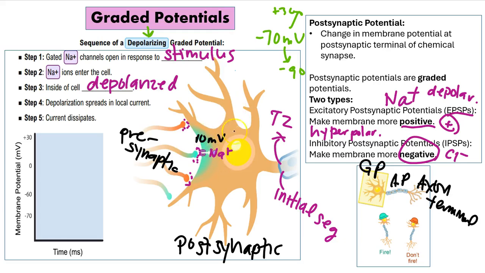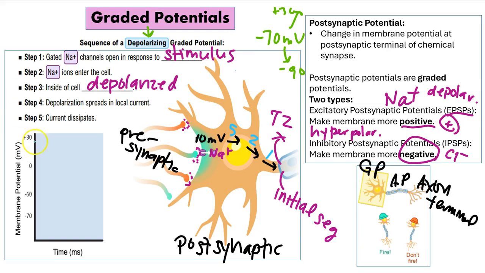But as we keep moving down the cell body until we try to get to the initial segment, guess what? Those 10 millivolts are going to start to get lost. It's going to dissipate. So instead of having 10 millivolts here, maybe you'll have 5 here, maybe 2 here. Maybe by the time you get down to the initial segment, it's only going to be 1 millivolt. And that's really not going to be enough to hit that negative 55 threshold.